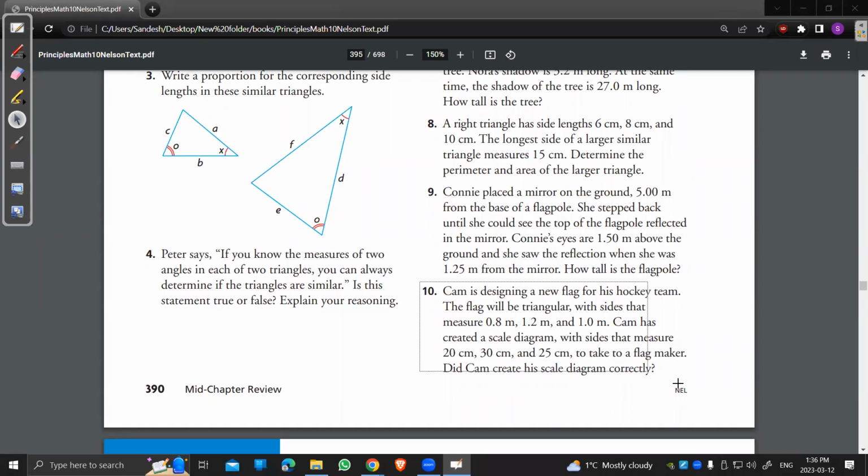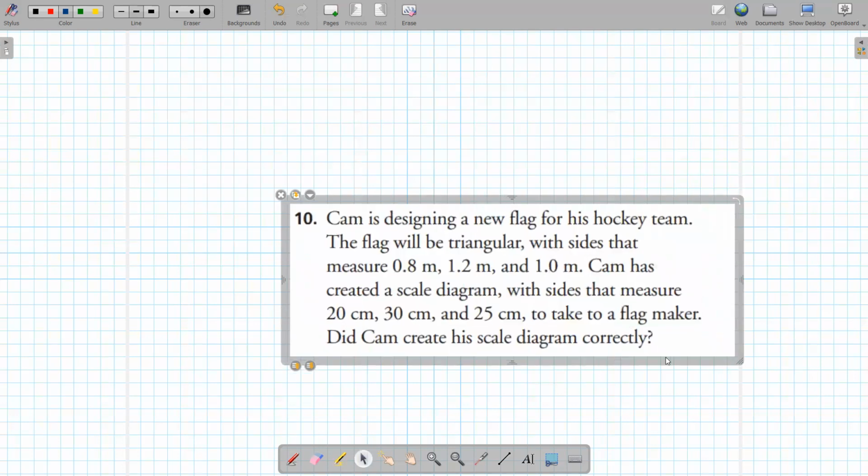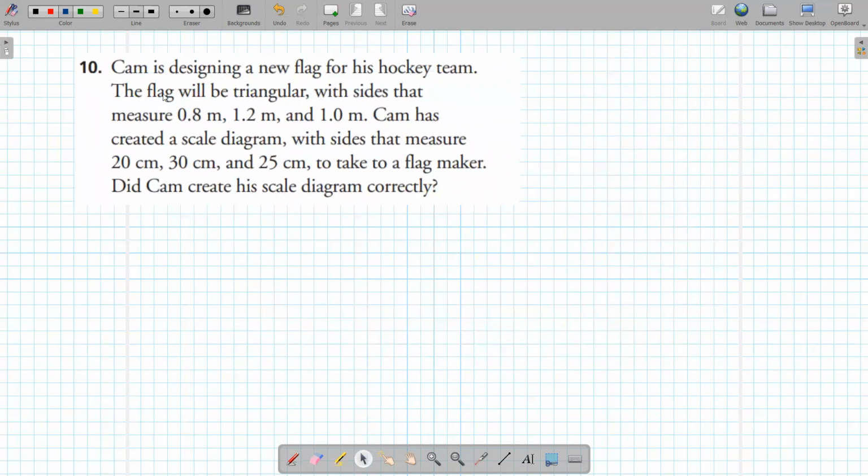There's this one. Cam is designing, and so on. The flag will be triangular with sides. Is it right angled? Doesn't look like it. Is it though? Let me just double check. 0.8 squared plus 1 squared, the square root of this is the square root of this, 1.2. No, it's not. So this is not a right angle triangle. So we can say this is 1.2, this is 0.8, and this is 1.